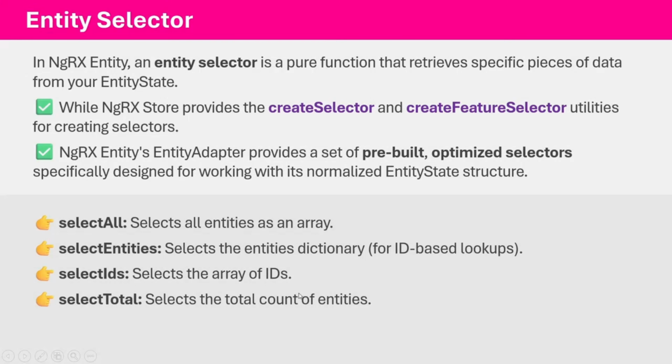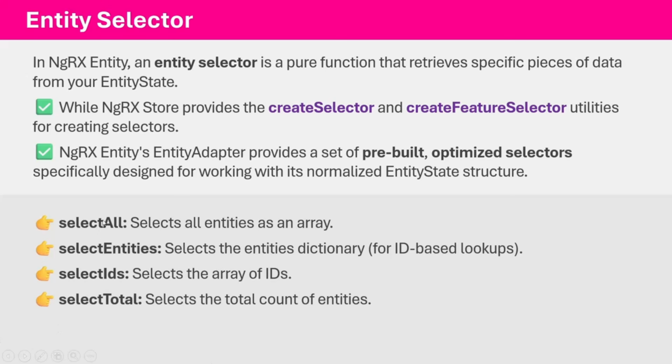Then the entity adapter also provides some selector methods. In NgRx Entity, an entity selector is again a pure function that retrieves a specific piece of data from your entity state. When we use NgRx Store, it provides createSelector and createFeatureSelector utilities for creating selectors. And the entity adapter provides a set of pre-built, optimized selectors specially designed for working with normalized entity structures.